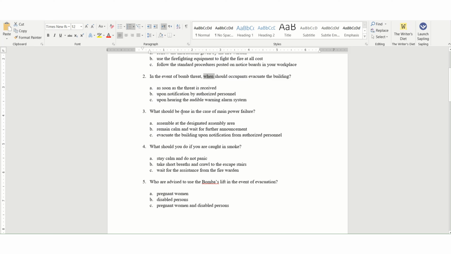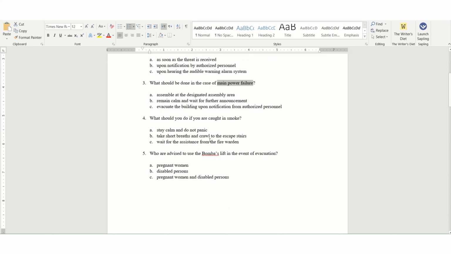Right, next, question number three. What should be done in the case of main power failure? So what will be the keyword here? Yes, it is main power failure. If it happens, what do you need to do? So you listen to the information that precedes it.